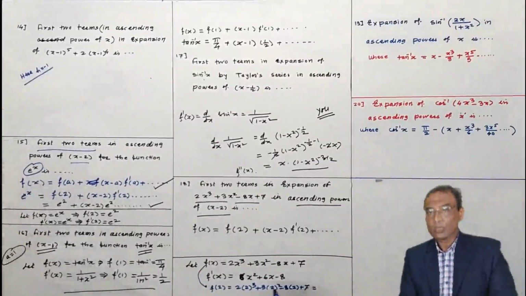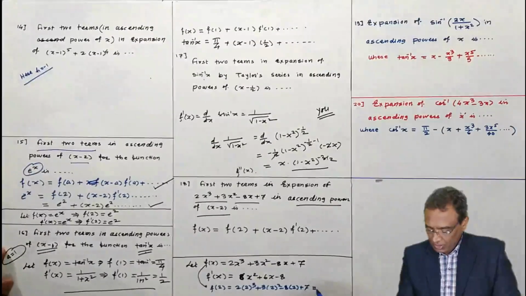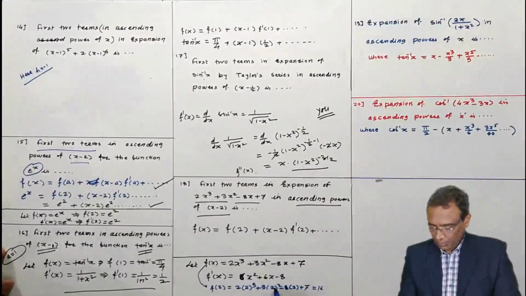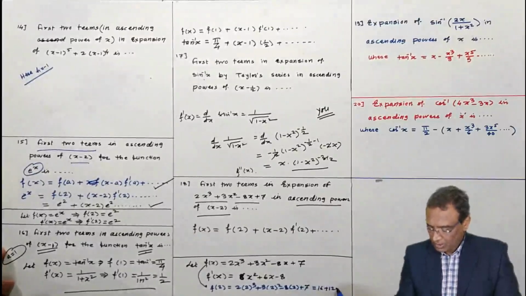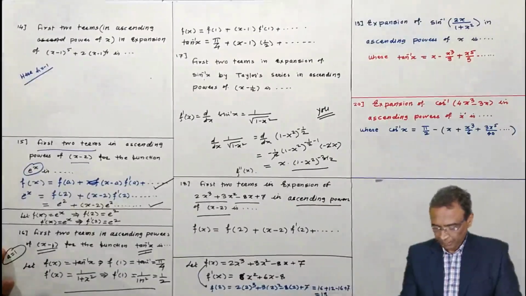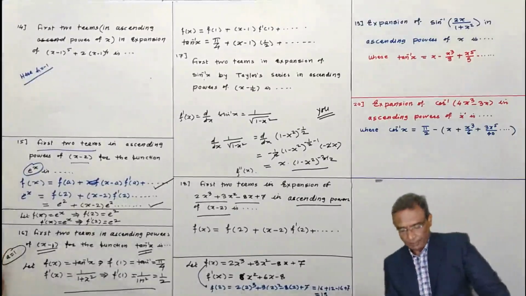Now try to simplify it. 8 into 2 is 16. Then 4 into 3 is 12. This is minus 16. This is plus 7. And this is 19. F of 2 is 19.